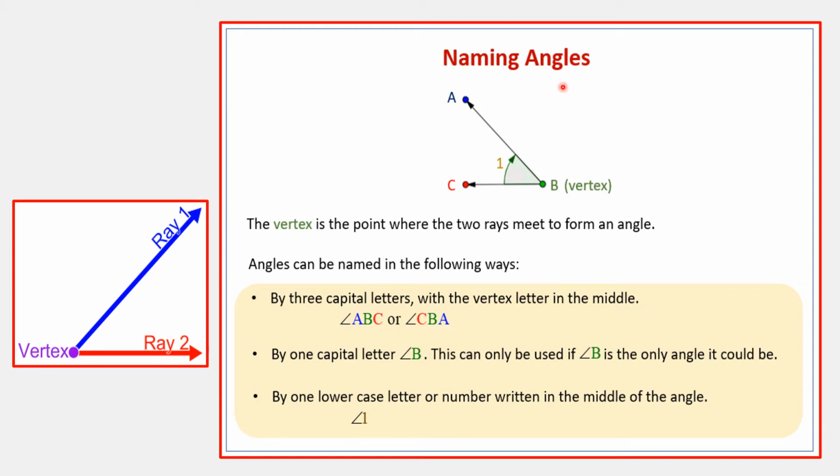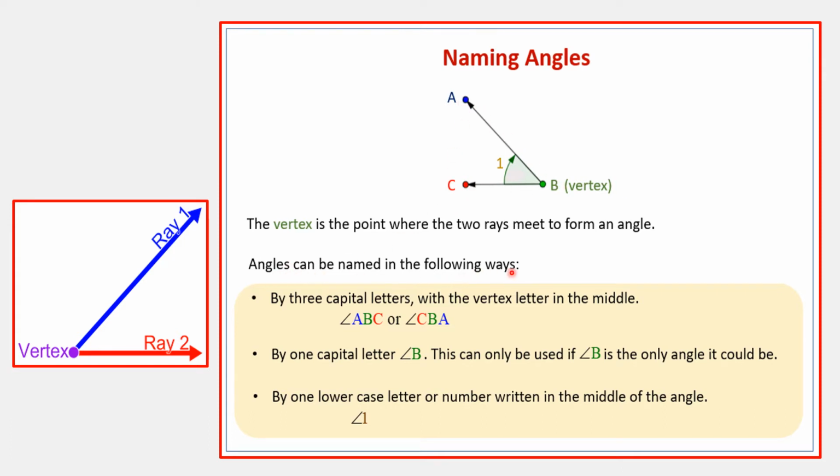How to name an angle? Now here this is one ray, ray 1, ray 2, and the point where the two rays meet is called the vertex. The vertex is the point where the two rays meet to form an angle. So you can see here B is the vertex, and BA and BC are the two rays, and this is the angle formed, ABC, or you can name it as CBA.